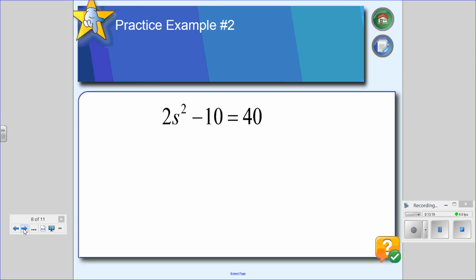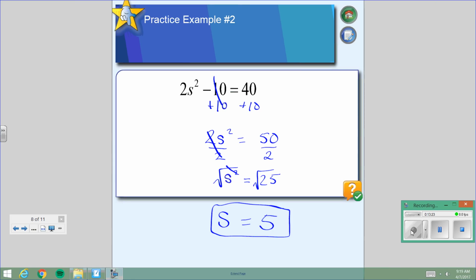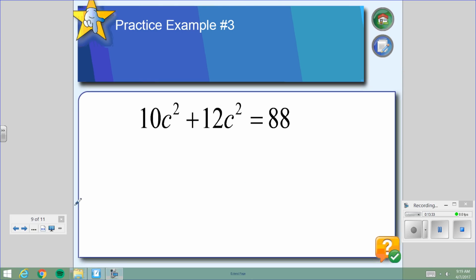Okay, pause the video, try this one on your own. All right, this one was more like the first practice example, and hopefully you got s is equal to 5. You can pause the video and check out my steps if you have any further questions on that. Try this next one on your own.